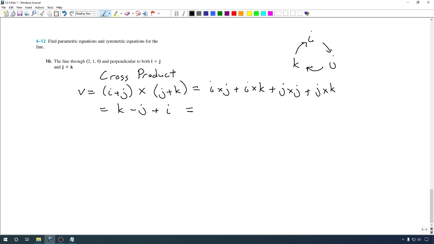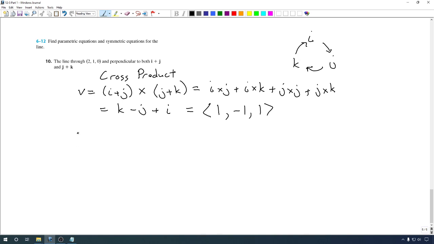And if you prefer, we can put these into our normal angle brackets. We just have an i here, that's a 1 in the x component. Then we have a negative j, so that's a negative 1 here. And then we have a k, which is a positive 1 there. So this is a vector along the line, and well, we only have 1 point to work with, so that's the one we're going to have to use.